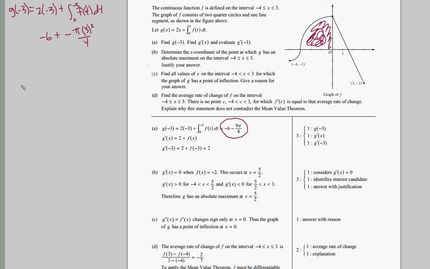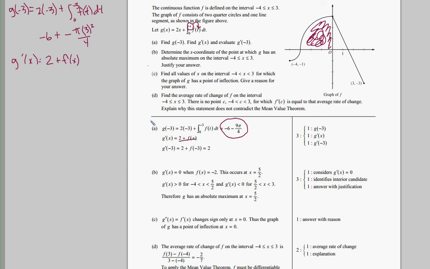Then we're asked to find the derivative of g. Okay, so g prime would be the derivative of 2x, which would be 2, plus the derivative of this integral, which is what I get when I put my upper limit into my function and chain on the derivative of that upper limit. So that would just be f of x. Derivative of x is just 1. So that's my derivative. You get a point for that.